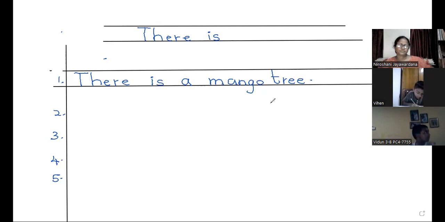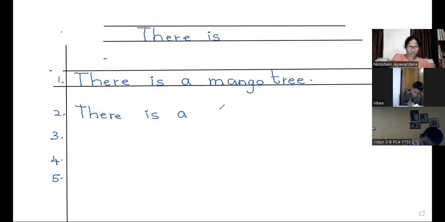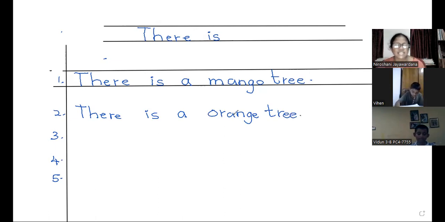Vihen, read your sentences. There is a pond. There is a bird bath. There is a mango tree. There is a house. There is a orange tree. Vihen, you can't say a orange tree. If the first sound is a vowel sound, starting with the vowel letters a, e, i, o, u, how do we say it? There is an orange tree. If you write it in homework, how do you write there is?